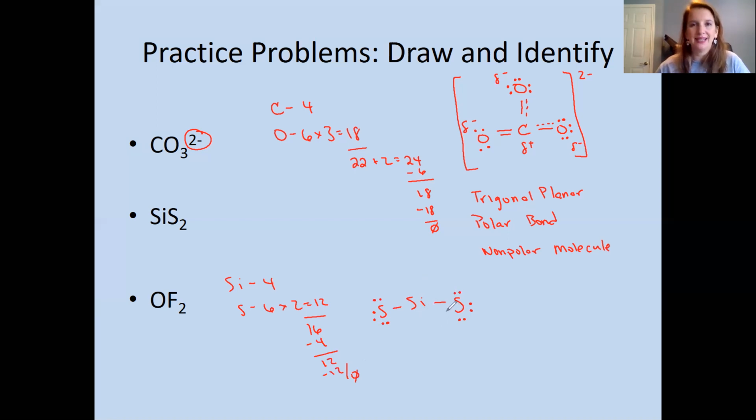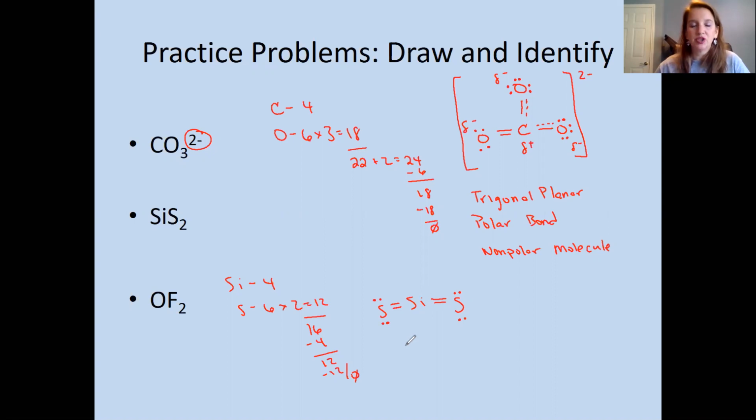The silicon is not happy because it only has 4 electrons around it. So we need to erase a pair of electrons and draw a double bond. But silicon is still not happy because right now it has 6 electrons. So we need to erase a pair from this other side. Oops, and add that dot back. And then we've got to make a double bond between the silicon and this sulfur over here. Now it is happy. Everything has 8 valence electrons around it.